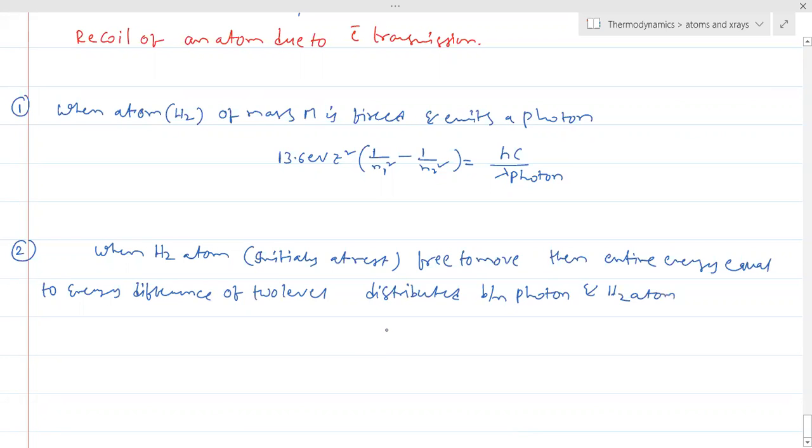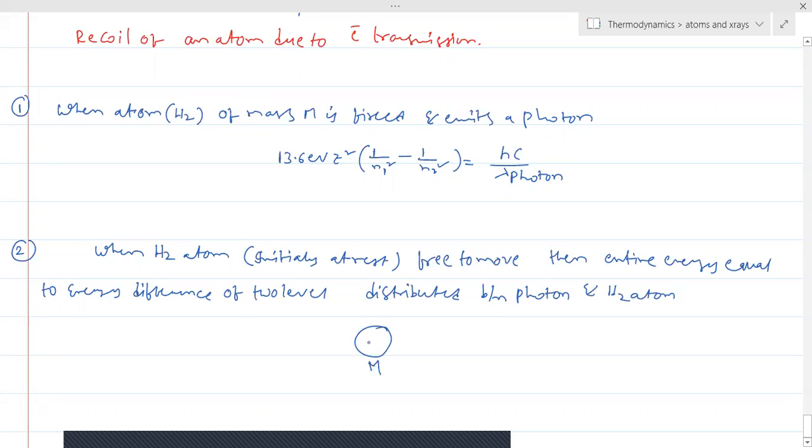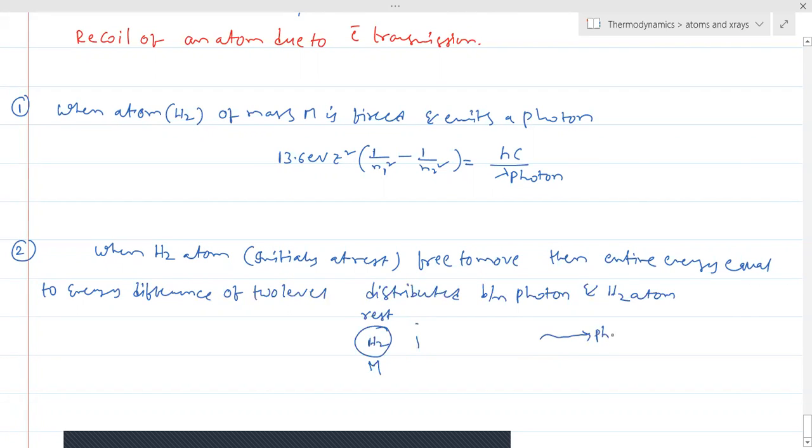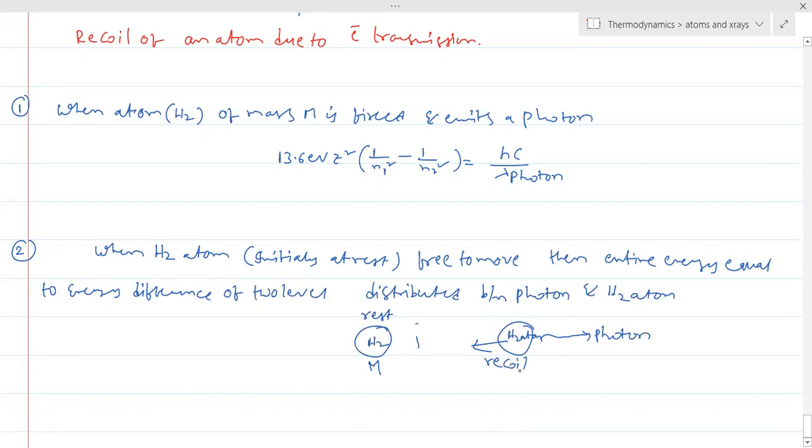So that means initially we are taking only the hydrogen atom of mass m. This is the hydrogen atom, and it is at rest, but later it is free to move. So when it emits a photon in the forward direction, the remaining hydrogen atom recoils. Recoil means it tends to move in the backward direction. It recoils in the backward direction.